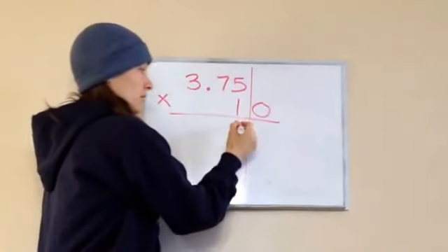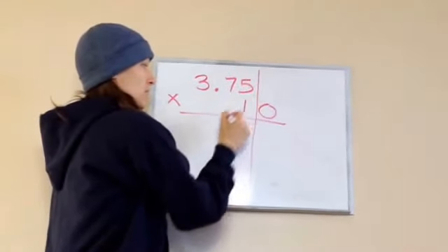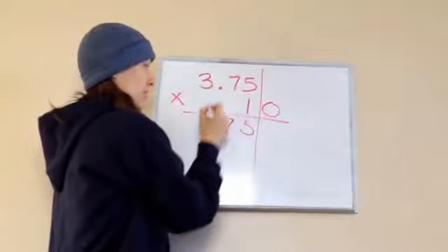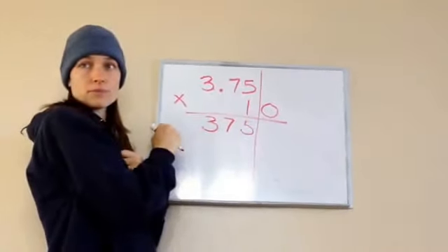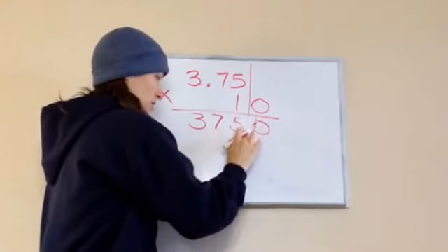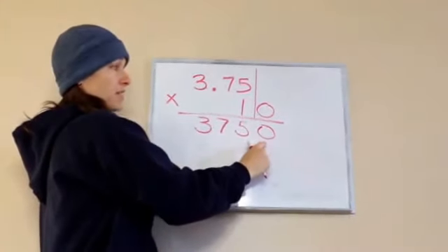5 times 1, 5. 7 times 1, 7. 1 times 3, 3. What am I supposed to do with that 0? Bring it down. Bring it down. Okay? So far I've got 3750.